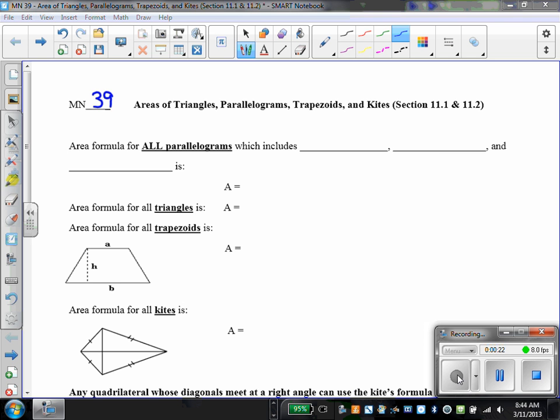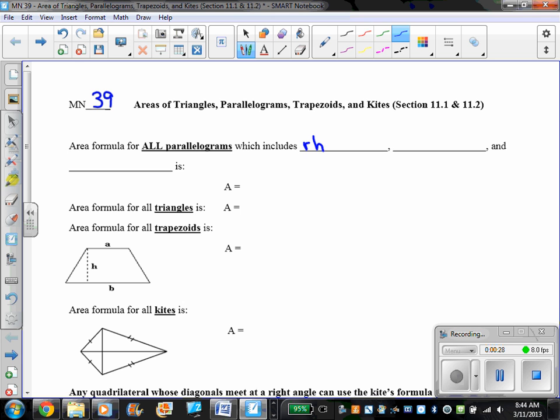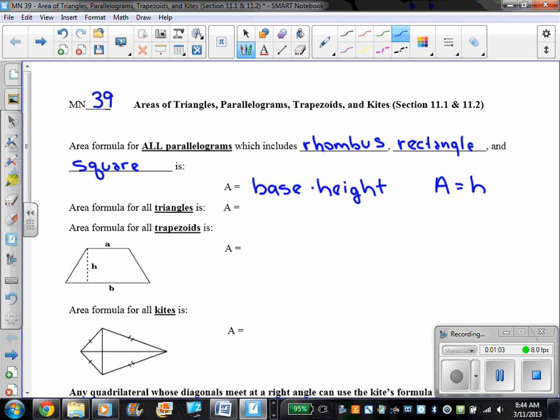It says area formula for all parallelograms, which includes some names you're familiar with: the rhombus, rectangle, and square. Is going to be simply area equals base times height. So again, the area formula for all parallelograms, including the rhombus, of course, because we know rhombus, rectangles, and squares are parallelograms, but for all parallelograms, you just take the base times the height.